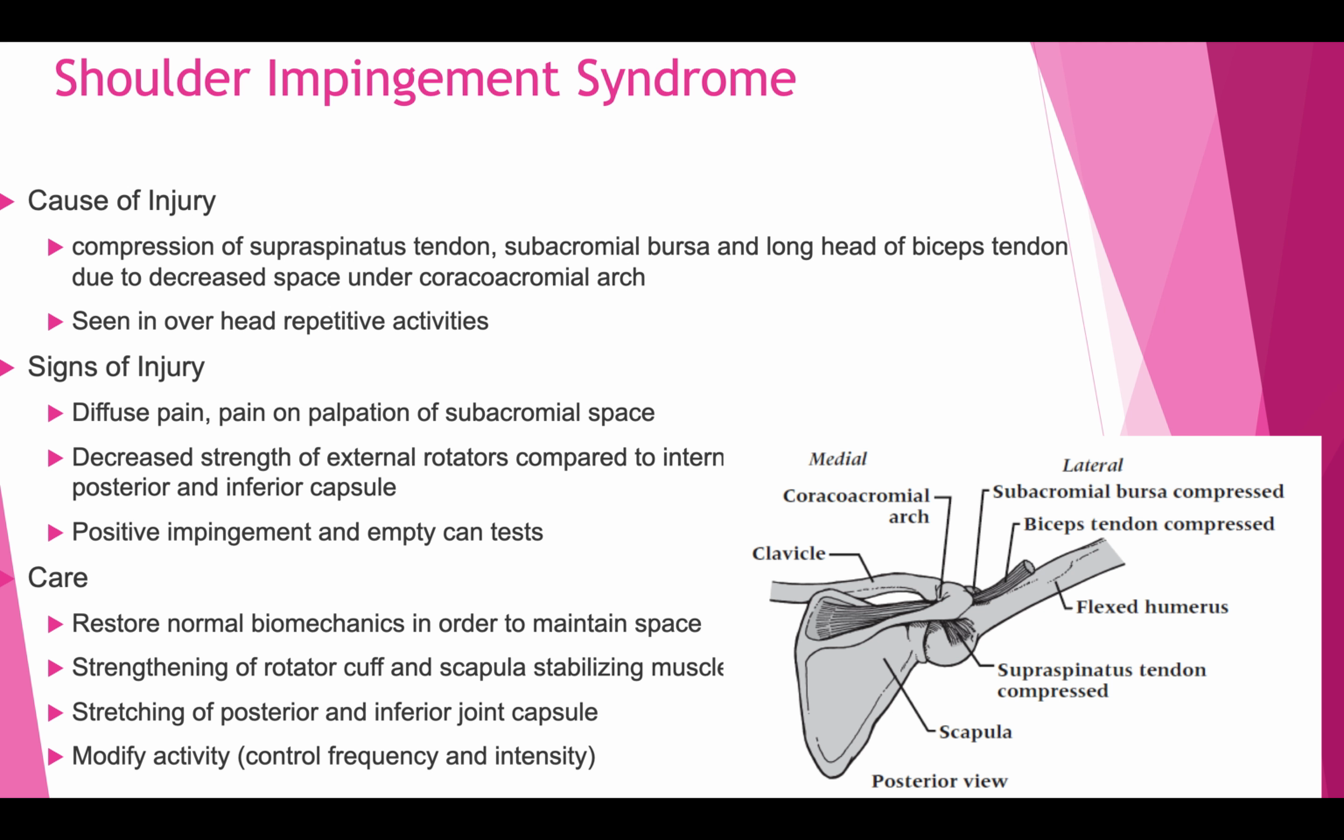Those are really common. So it's going to be a diffuse pain. They're not going to be able to say it's in one spot. And there'll be pain upon palpation. They'll have decreased strength of their external rotators, and then positive impingement and empty can test, which we'll look at in a second.